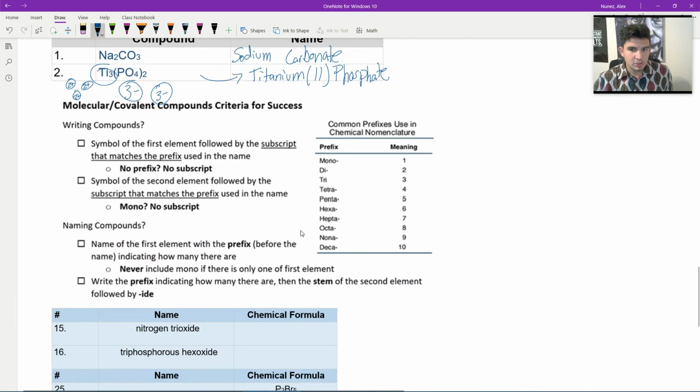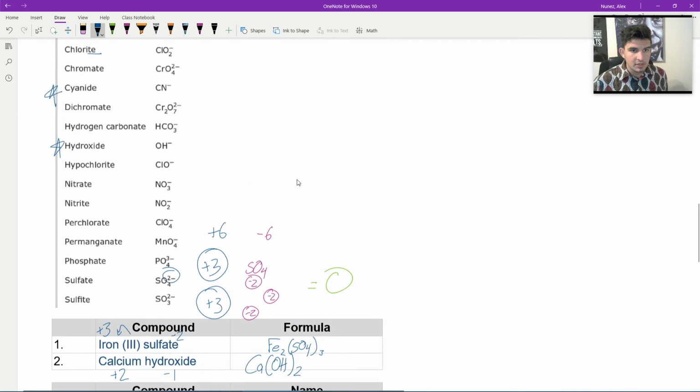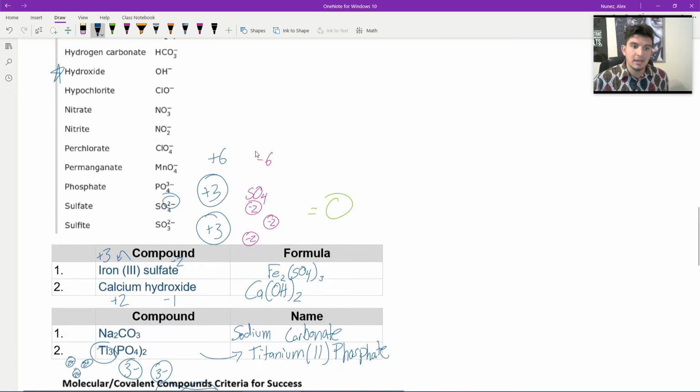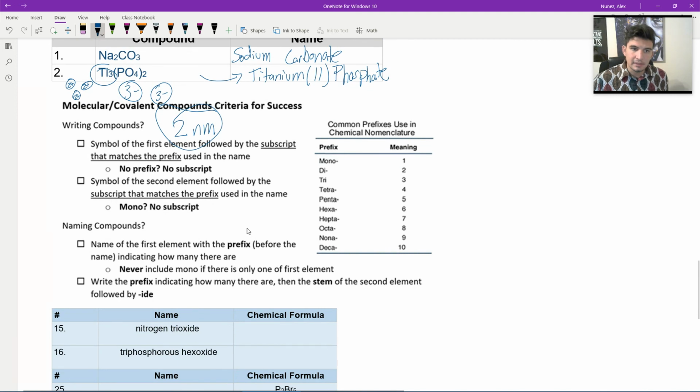Lastly, we learned how to name and write molecular and covalent compounds. These ones I think are the easy ones because you just need to use the appropriate prefix when you're naming them. The way to tell if it is a molecular or covalent compound is there are 2 nonmetals. That's the big key. Notice for everything above, our ionic compounds, there was a metal and a nonmetal. In covalent or molecular compounds, it's the same thing.